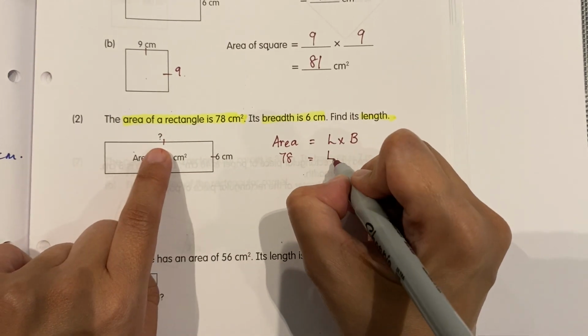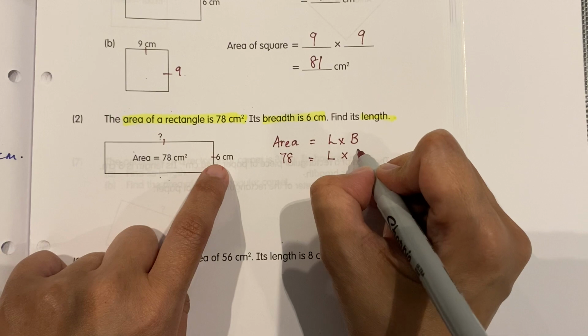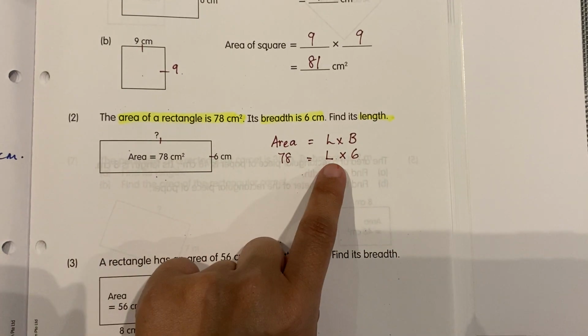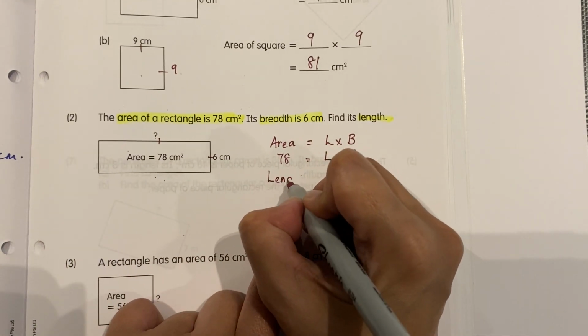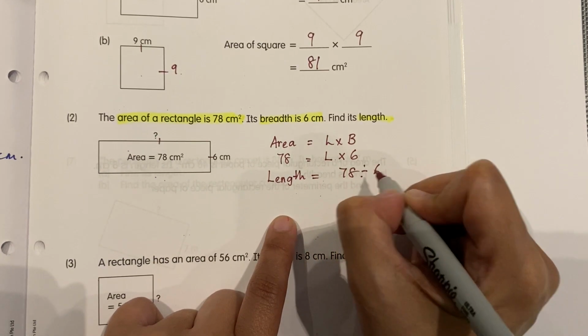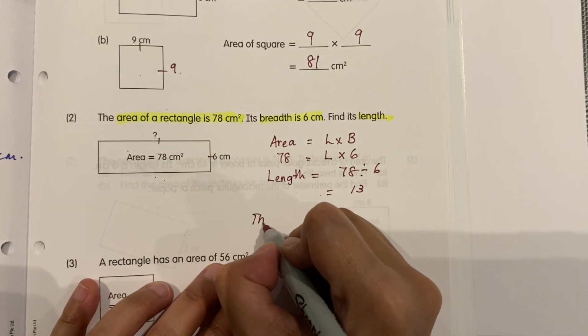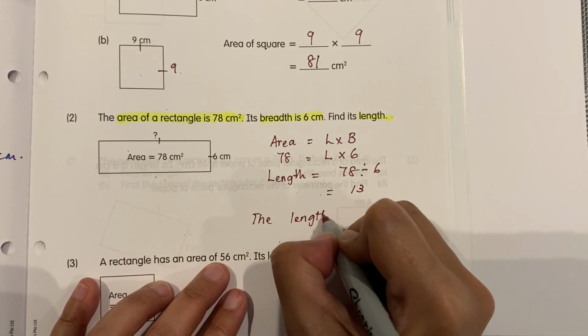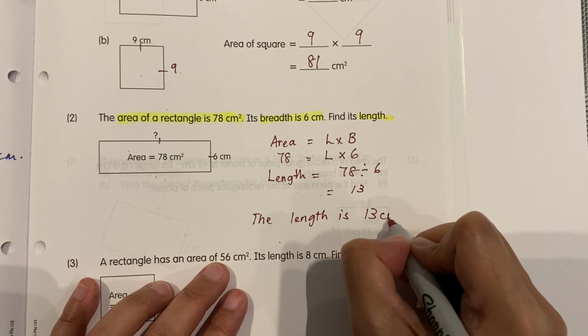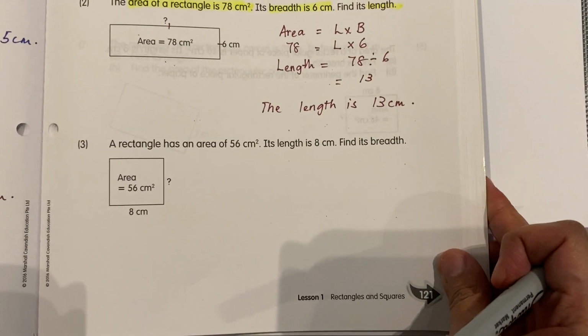Length is not known, so just write L because you don't know the length, but you know the breadth, and that's 6. How do you find the length? So length is 78 divided by 6, and your answer is 13. So the length is 13 centimeter. Is everybody okay? Right, let's do the next one.